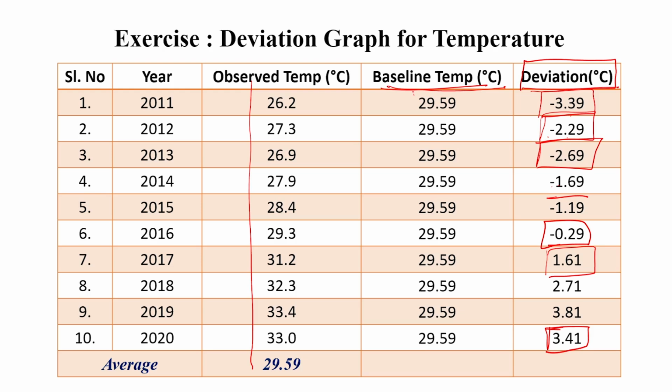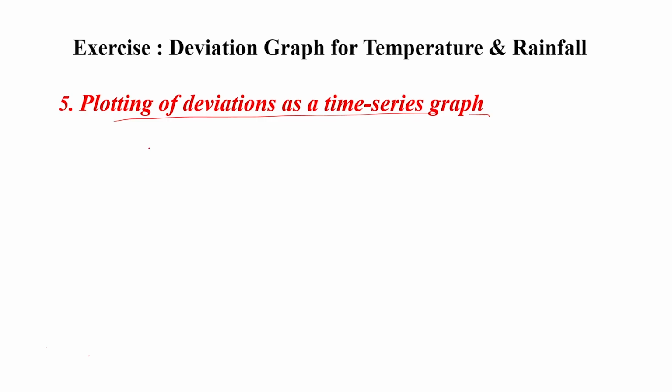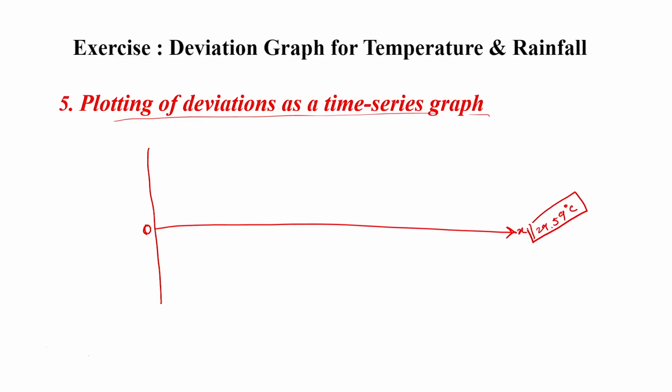The baseline we will set to 29.59. So this 29.59 is our baseline. Here I will make the y axis and this is our x axis. This 0 is our base, and this 0 represents 29.59 degrees Celsius. This is for our reference only, we do not have to write 29.59 in the graph. So this 0 is our baseline.